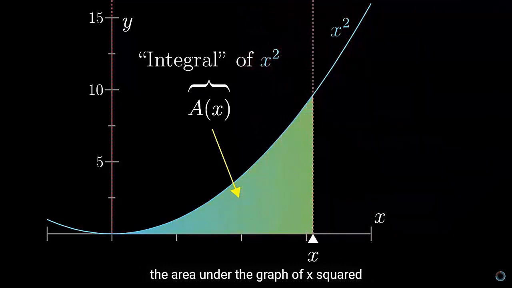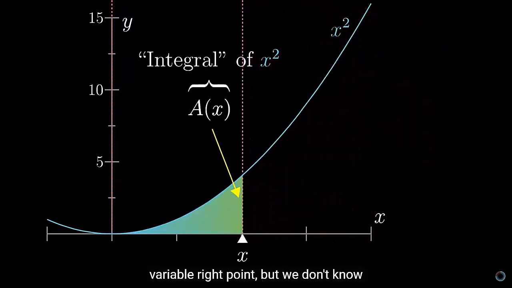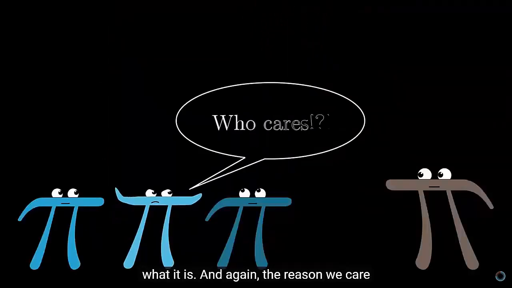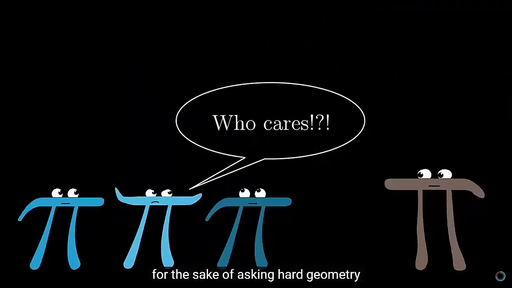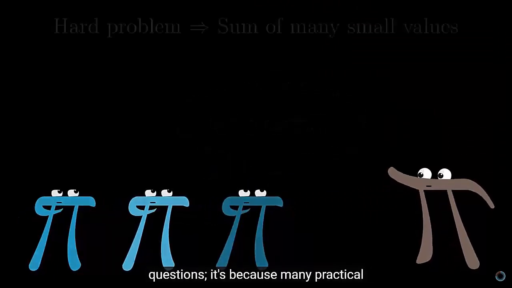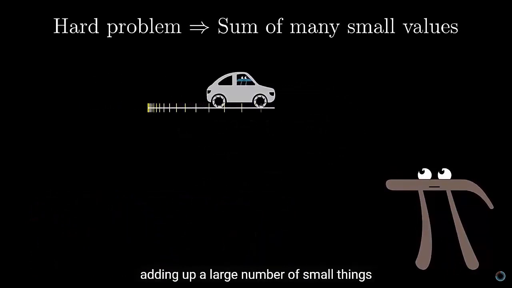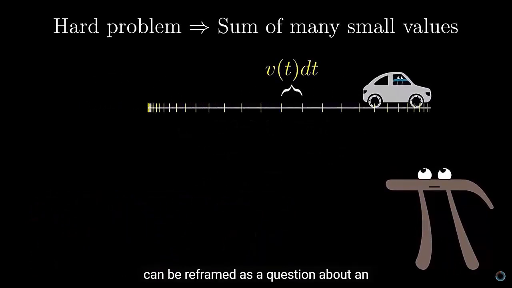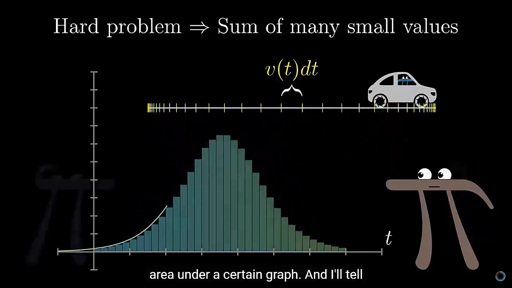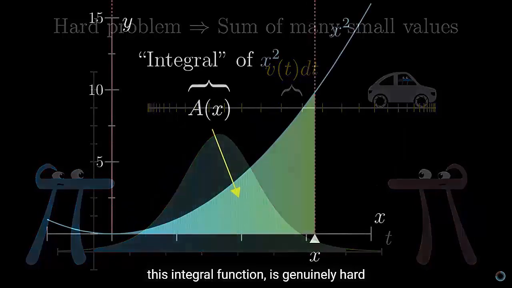We know it gives the area under the graph of x squared between some fixed left point and some variable right point, but we don't know what it is. And again, the reason we care about this kind of question is not just for the sake of asking hard geometry questions. It's because many practical problems that can be approximated by adding up a large number of small things can be reframed as a question about an area under a certain graph. And I'll tell you right now that finding this area, this integral function, is genuinely hard.